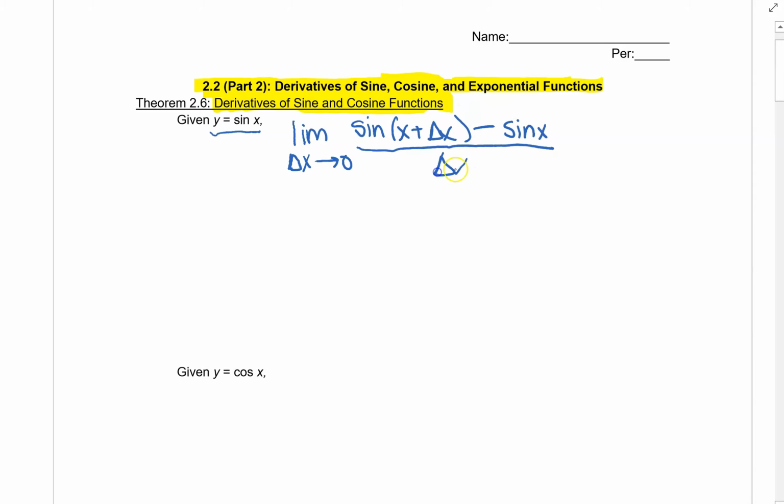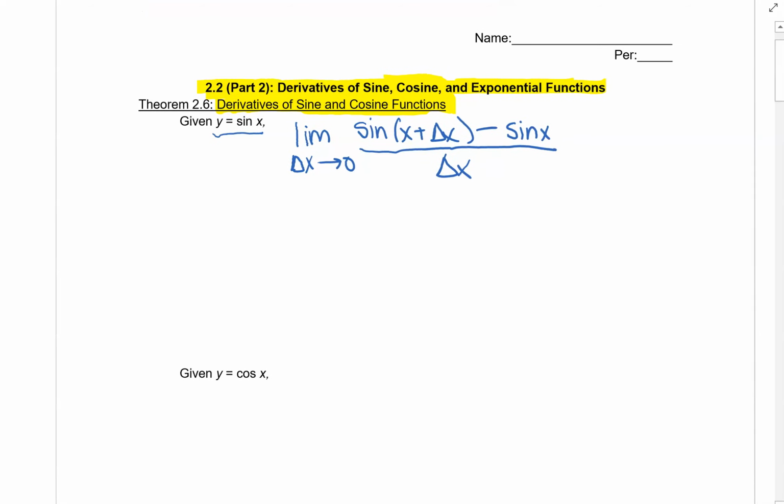So I'm going to use this setup. This is using the limit process for finding a derivative. Maybe I'll give you a reminder over here. The general method for finding a derivative using a limit would be to set it up in this format, where you have the change in y over the change in x. So f of x plus delta x minus f of x all over delta x.